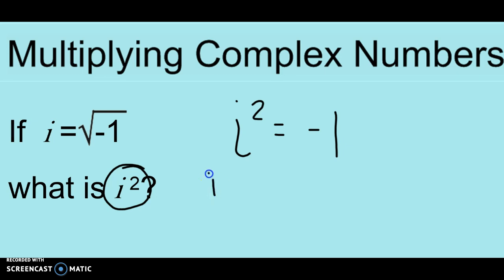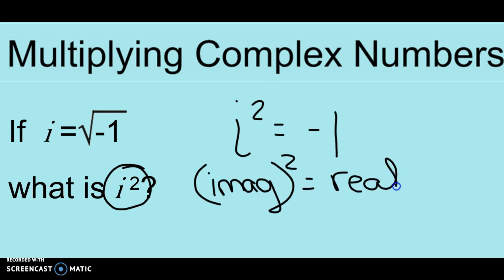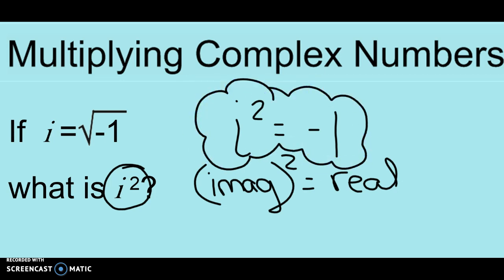We've got an imaginary times an imaginary. So you're basically squaring an imaginary, and you're going to get a real number, which is what we want to do. All right, so this is something to memorize, write down, put somewhere where you can remember that.